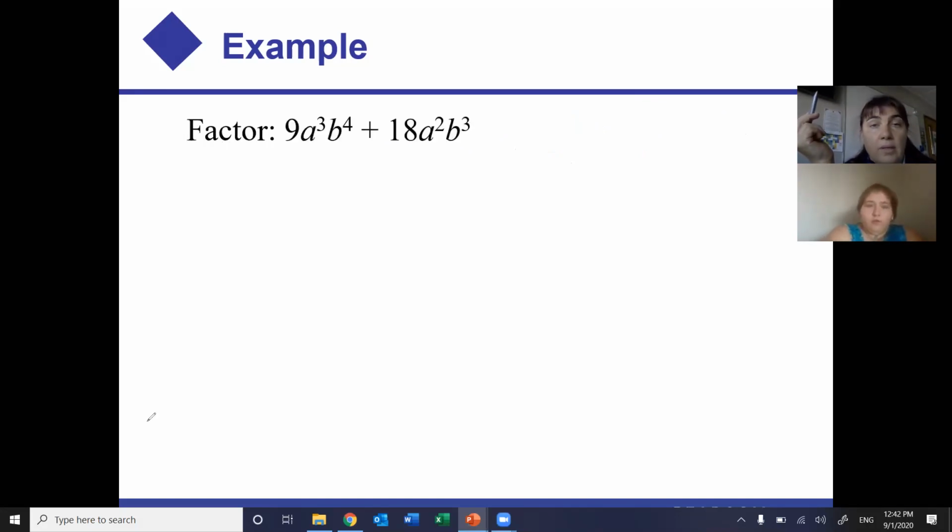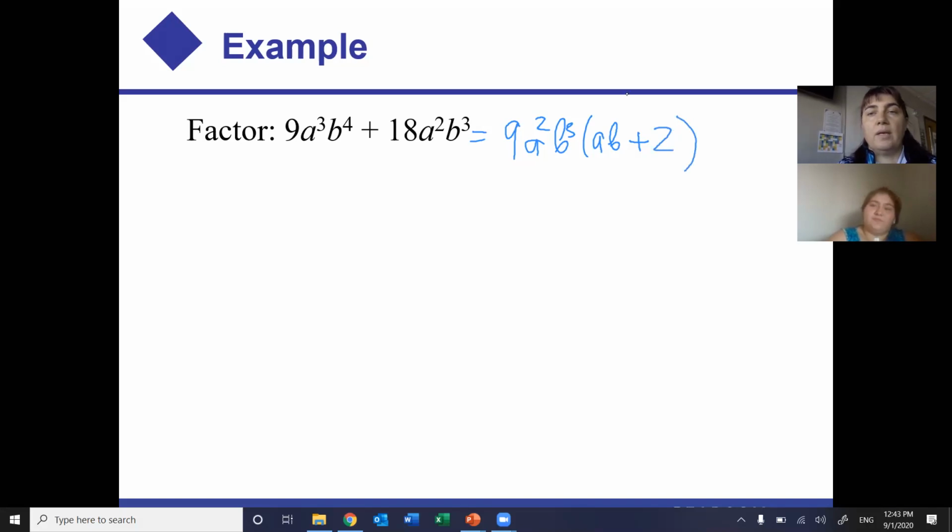Okay, there is another one for you. 9a squared b3. Okay, and what's left? That's correct. Plus 2. Okay. Next.